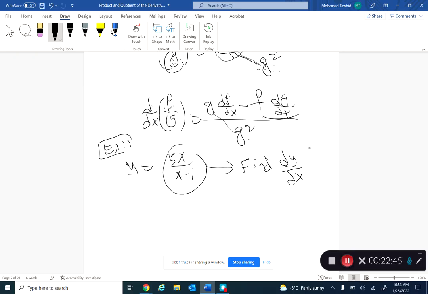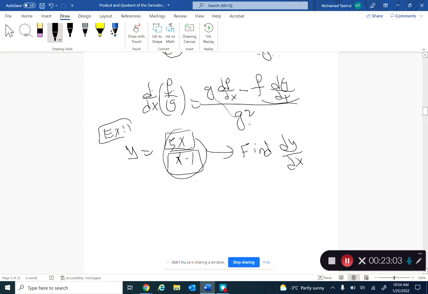Or y prime, the same. So now, what do you have? You have a fraction. Take whatever you have up, that is your f. Take whatever you have down, that is your g. So f here will be 5x. If you want, you can write it like this. Some people like to do more steps, but no mistakes. Take f of x as 5x, whatever you have up, and take whatever you have down, x minus 1, as g of x.